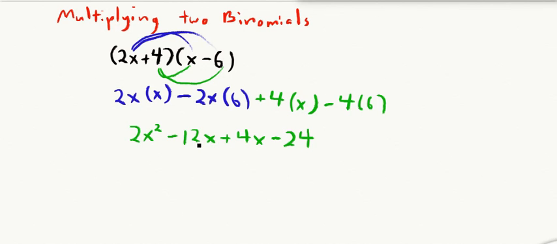In the middle, we have two terms that just have the x, so we can't combine the x squared term with anything, so it just comes down, and then negative 12x plus 4x is going to give us negative 8x, and then that minus 24, there's nothing else that we can combine that with, so we just bring it down as well, minus 24. And that's our answer.